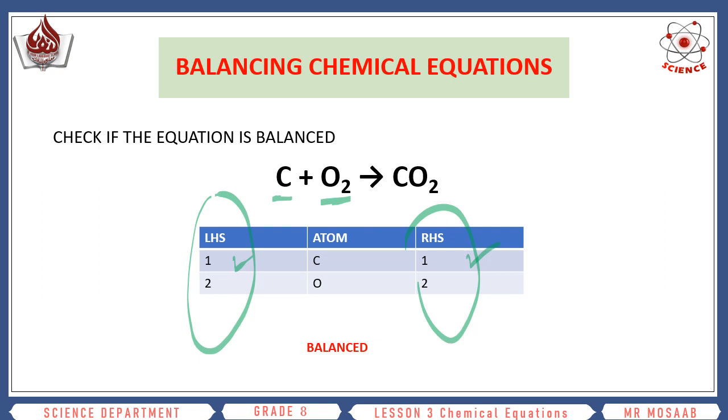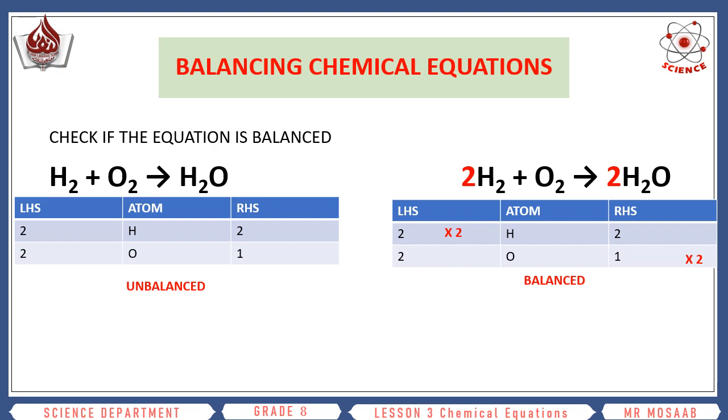For oxygen, in the left side, the reactants side, before the arrow we have 2 oxygen atoms, and after the arrow in the products we have also 2 oxygen. So this equation is balanced.